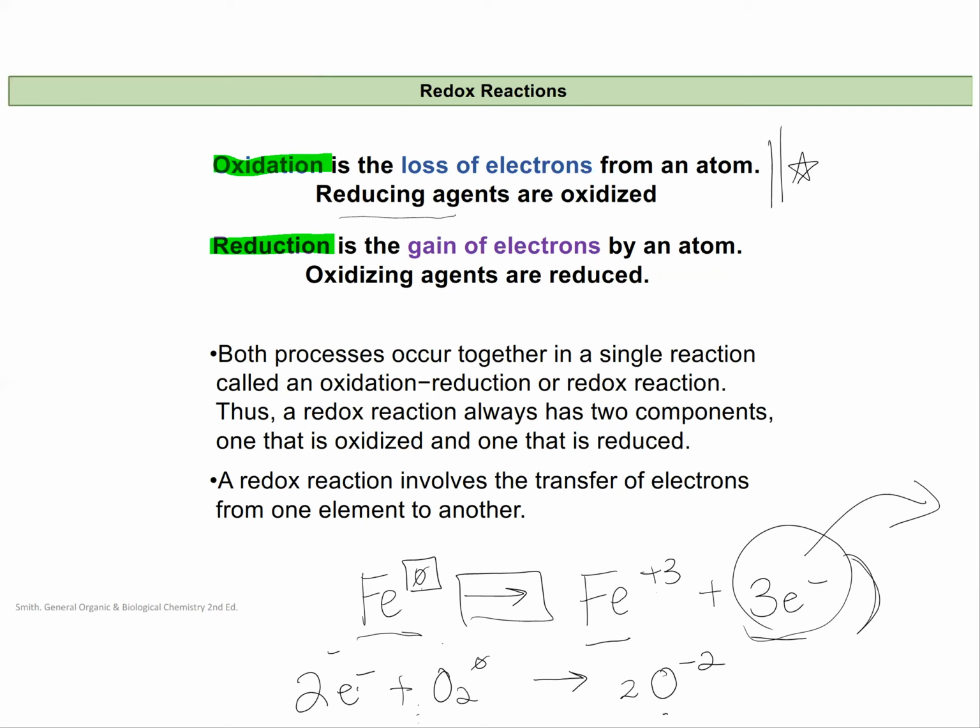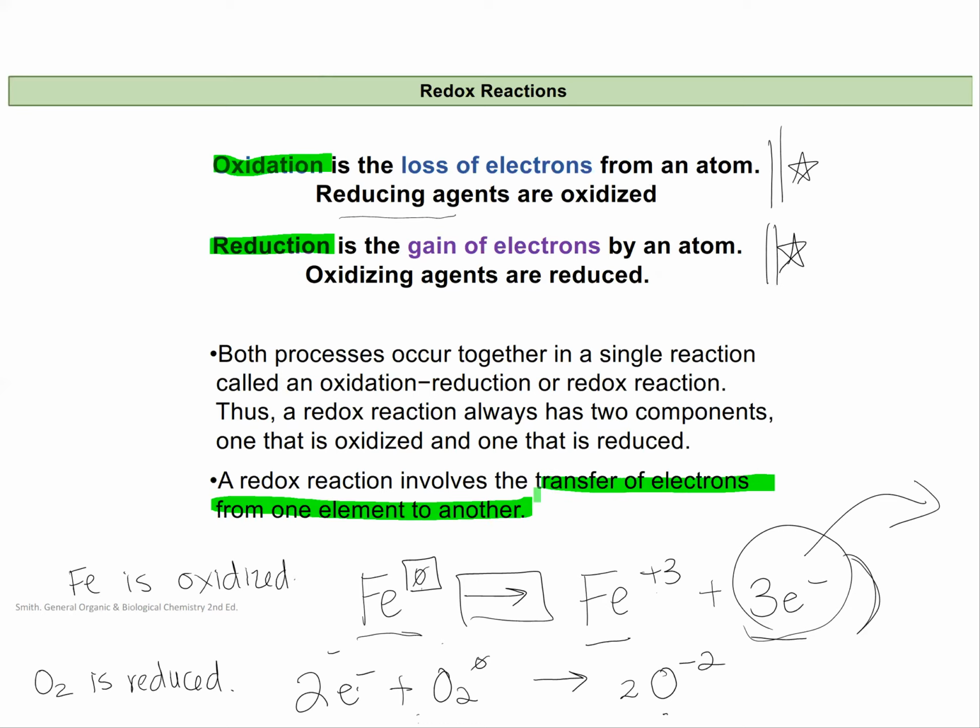So this gaining of electrons is what we refer to as reduction. So this O2 is reduced, where iron is oxidized. And what's happening here is we are transferring electrons from an element to another. And we're really creating ions that can form ionic bonds.